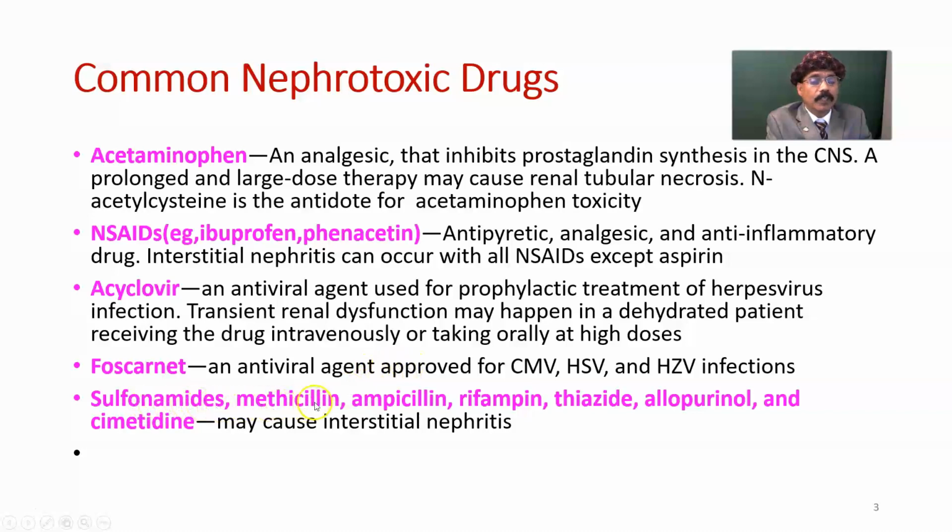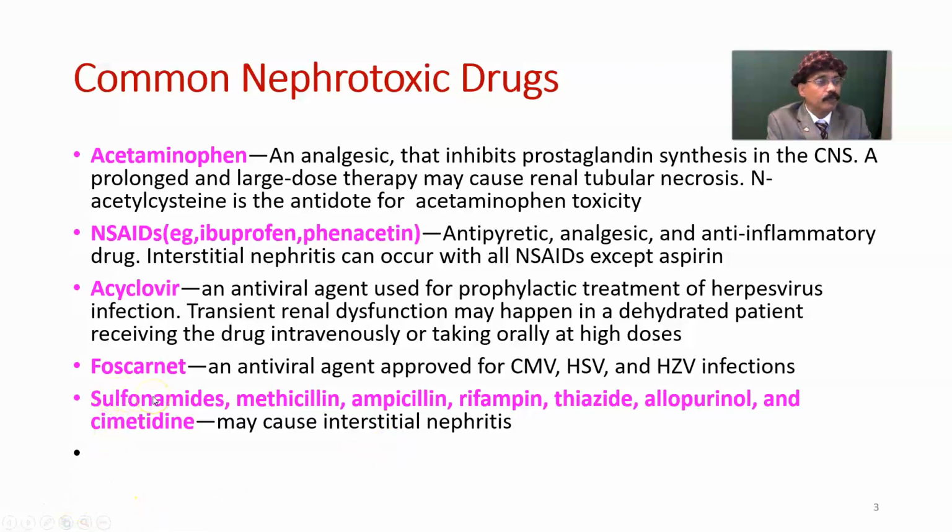Sulfonamide, methicillin, ampicillin, rifampin, thiazide, allopurinol, and cimetidine may cause interstitial nephritis. Sulfonamide is an antibiotic. Methicillin and ampicillin are also antibiotics. Rifampin is an antibiotic used in case of tuberculosis. Thiazide is a diuretic. Allopurinol is used in the management of gout. And cimetidine is an H2 receptor blocker, an anti-peptic ulcer drug. They all may cause interstitial nephritis and may lead to nephrotoxicity.